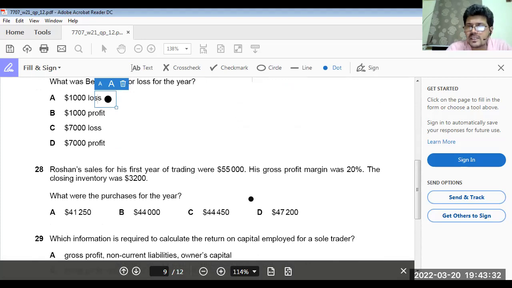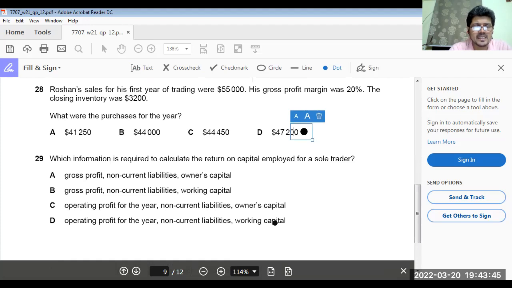So 44,000 is cost of sales plus closing inventory 3,200. 47,200 is your purchases. Okay. This is first year of purchasing. First year of purchasing. Okay. No opening inventory.